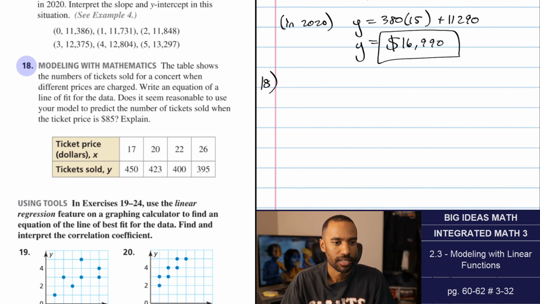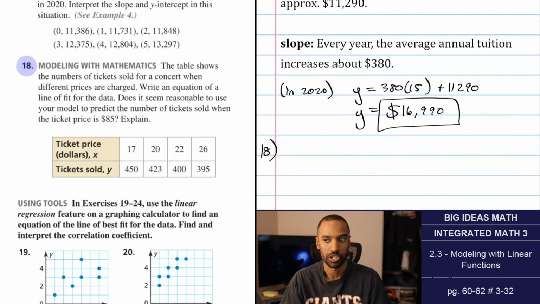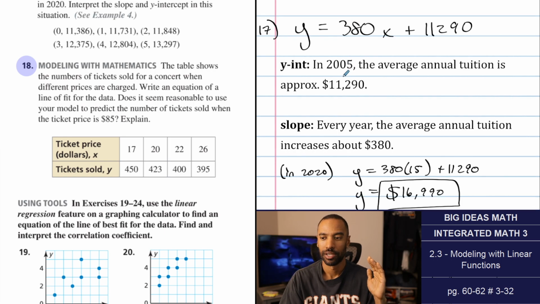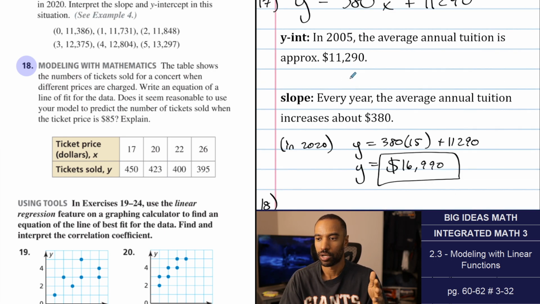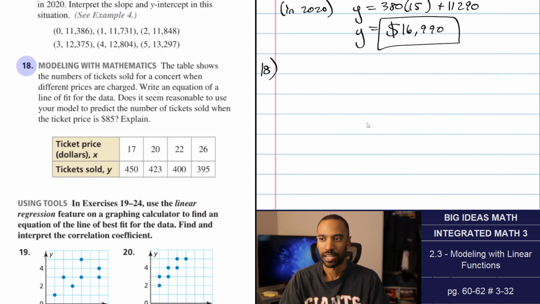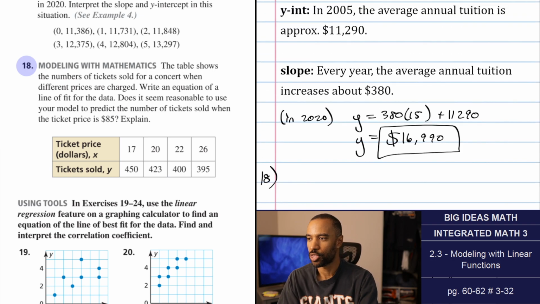So the table shows the number of tickets sold. Write an equation for the line of fit of the data. Does it seem reasonable to use your model to do it here? Oh, pretty interesting. So they're asking, does this extrapolation seem nice? And by the way, this one was very much an extrapolation. We had years 0 to 5 for number 17, so we had to talk about 15 years out. That was a true extrapolation. So will this one. So for this one, I'm going to do the same things I did last time.